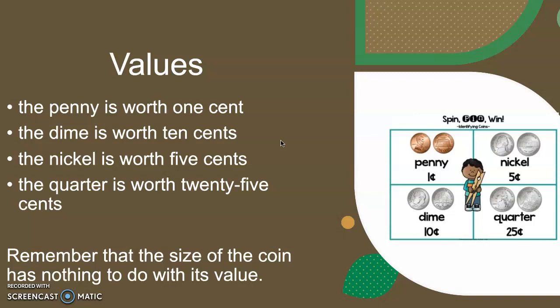Remember that the size of the coin has nothing to do with its value. So even though the quarter is the biggest, it is 25 cents, but as you can see, the penny is small, but it's 1 cent, and the dime is small, but it is worth 10 cents, so the size does not matter. Don't let that trick you. And the nickel is 5 cents as well. So these are the 4 coins and their values. Very important.